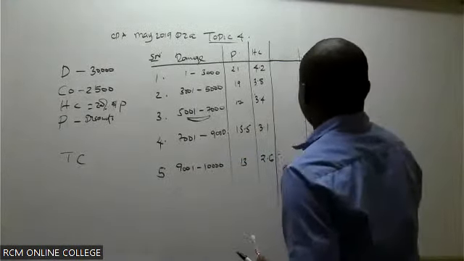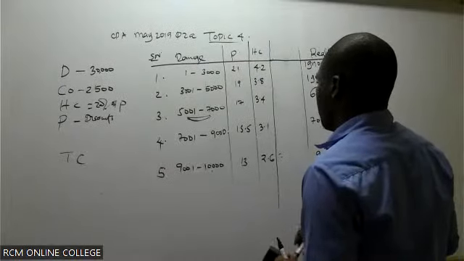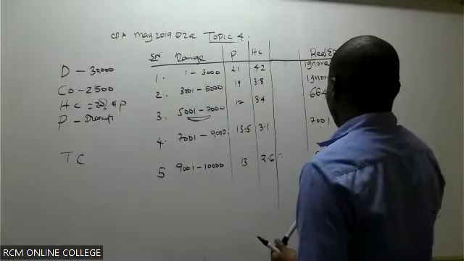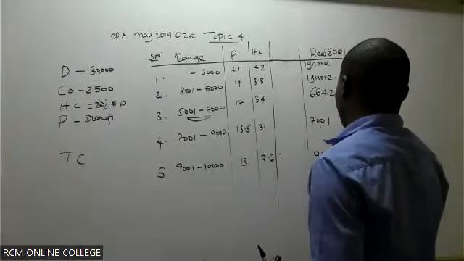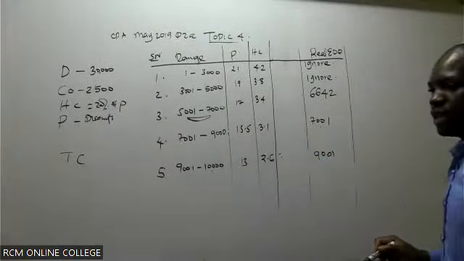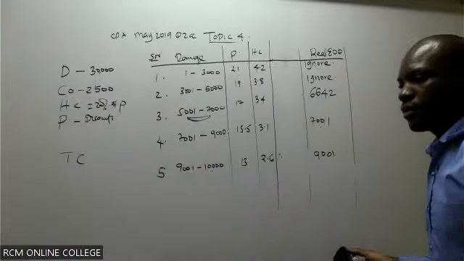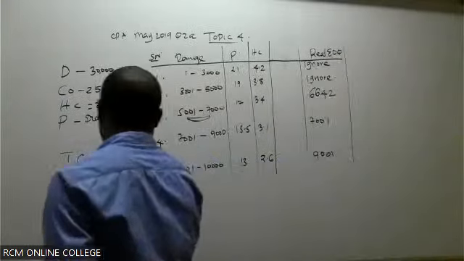Good. So having done that, I believe we have, was this one here 9,001? Was it 9,001?